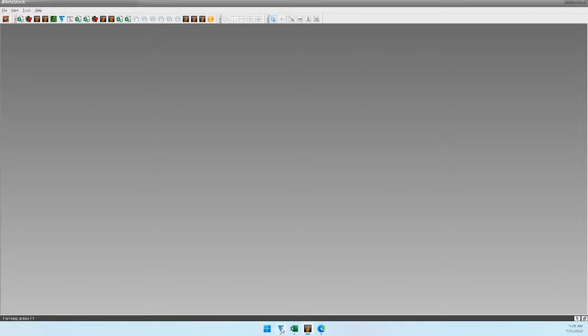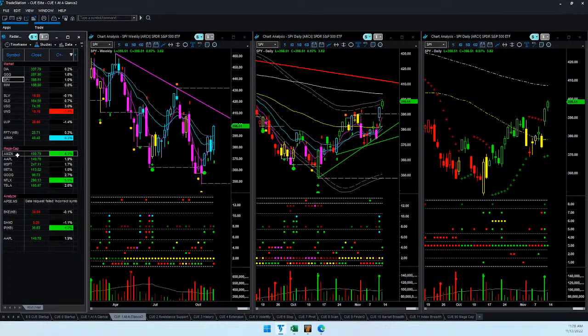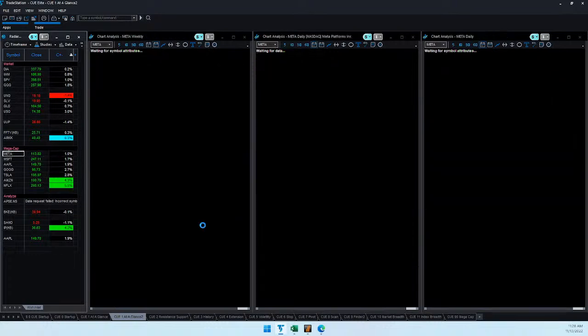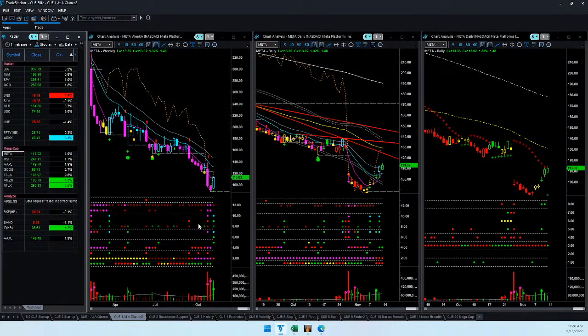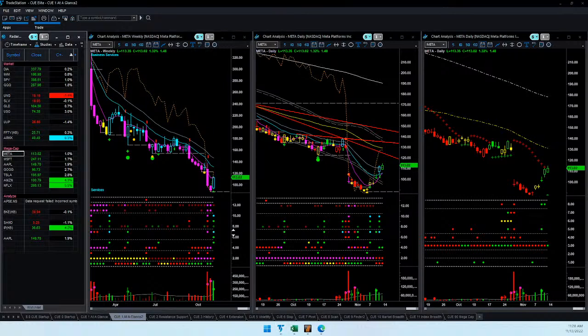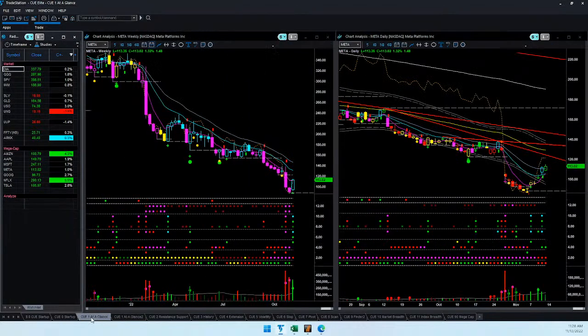Why don't we look at the FANG stocks? Let's sort by Friday's performance. Meta, Facebook, it went up sharply this week. Okay, let's look at the two chart template. The weekly went up sharply for Meta. Daily, of course, went up.